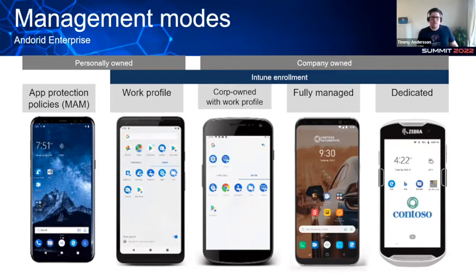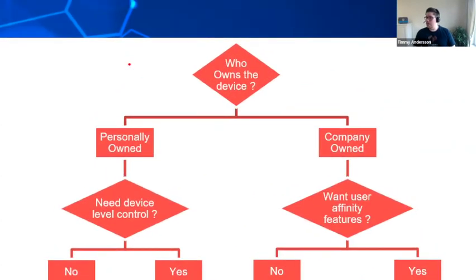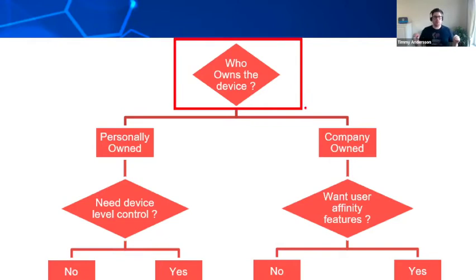And the question then is, how do we actually make sure that we can select between these different modes? And I just want to quickly show you a pretty simple decision tree, which is a good starting point if you're not sure where you should go with the types of devices that you're managing. So we can start up at the top and say the first question we have here is, who owns the device?